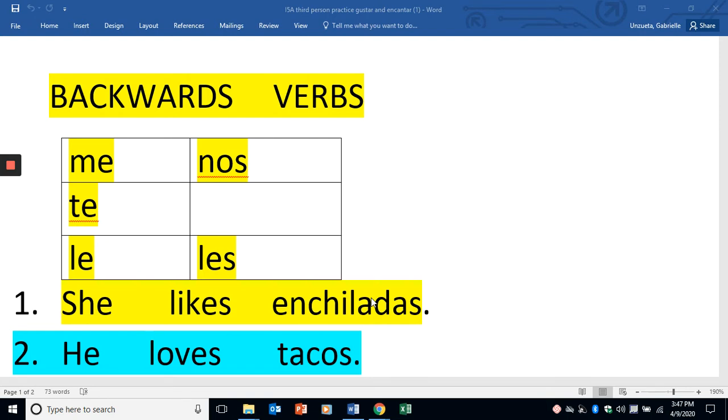Today we're going to be working with backwards verbs, gustar and encantar being the most famous backwards verbs of them all. We're focusing on using them with third person practice in particular. So that's going to be sentences like he likes, she likes, they like, you guys like, you formal like, the third person.